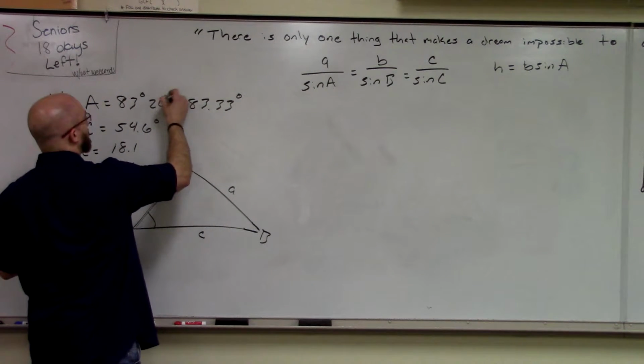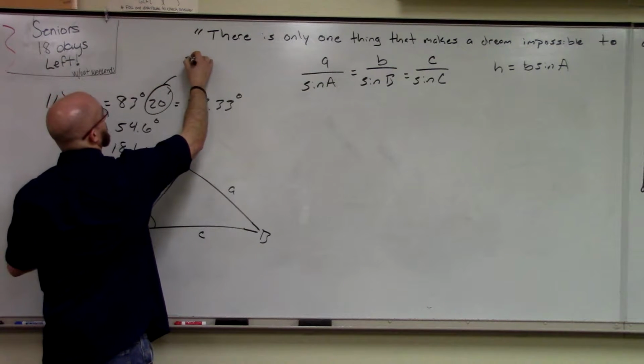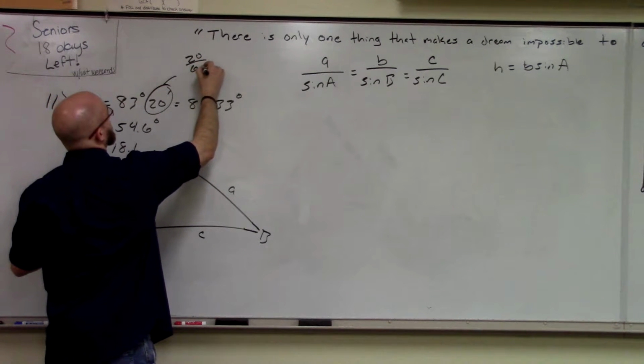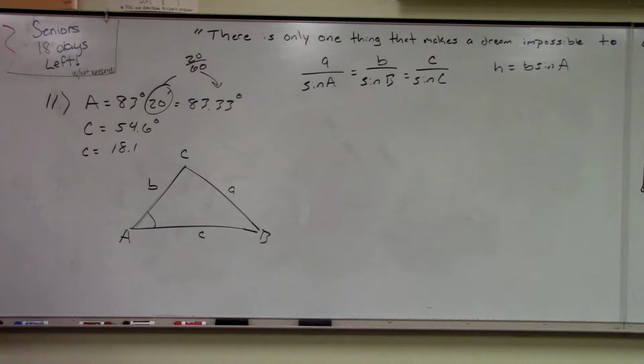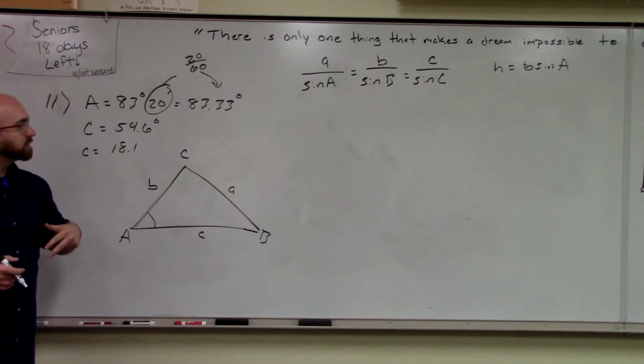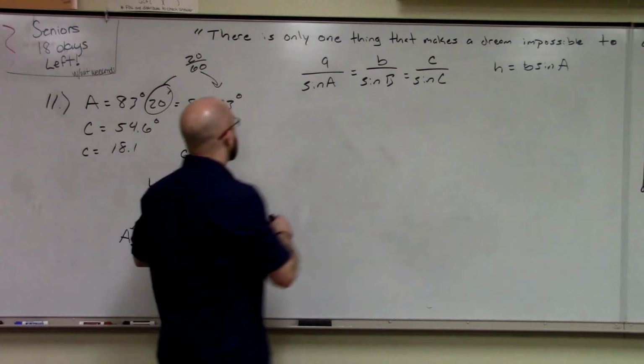How I got this number again. Take this, 20 divided by 60, gets you that portion, okay? You just add it to it. So now that I have that, I need to find big B, small b, and little a. Alright, so let's go do that.